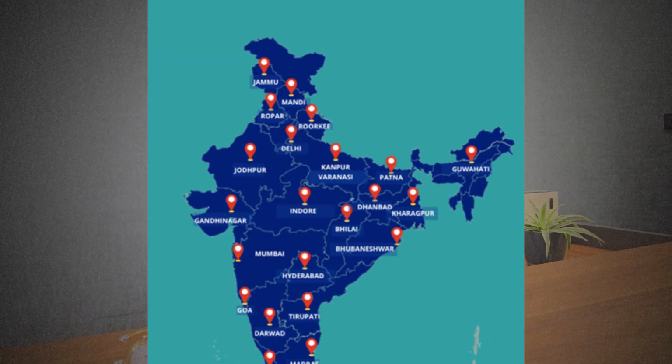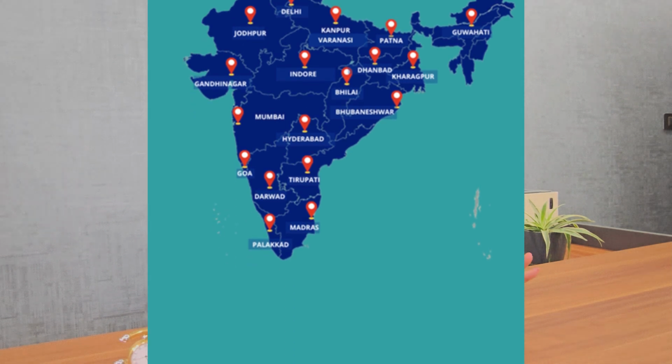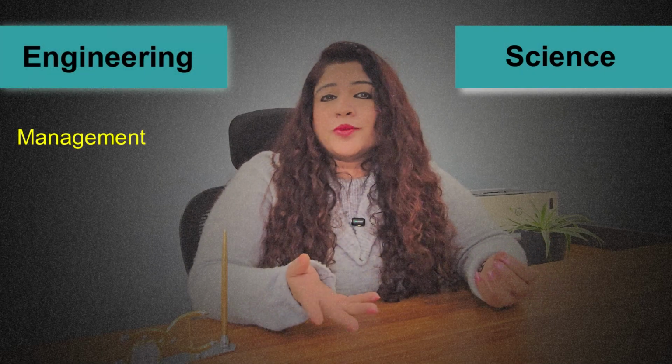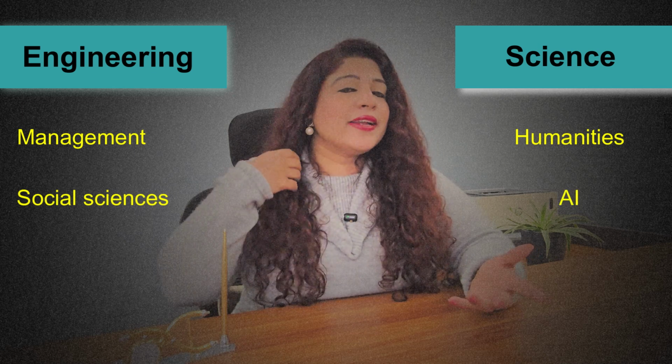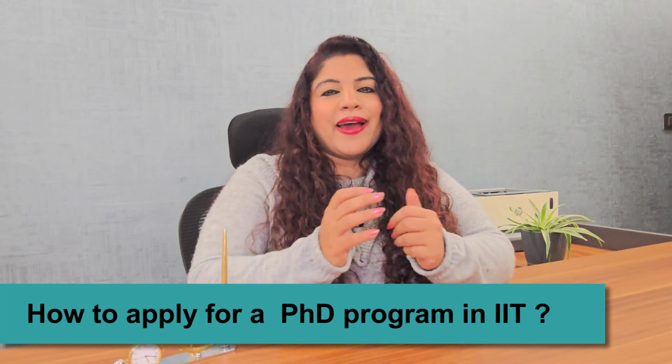India has 23 IITs and every single IIT offers a PhD program. If you have been a regular viewer of my channel, then I'm sure you already know this. What you would also know is that IIT offers PhD besides engineering and science. It also offers in management, humanities, social sciences, AI, data sciences, interdisciplinary areas, and many other emerging domains. What, however, we've never discussed is how to apply for a PhD in IIT.